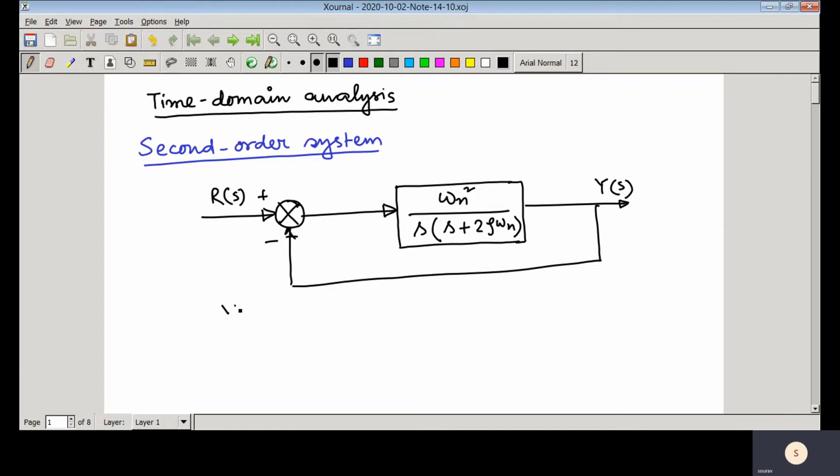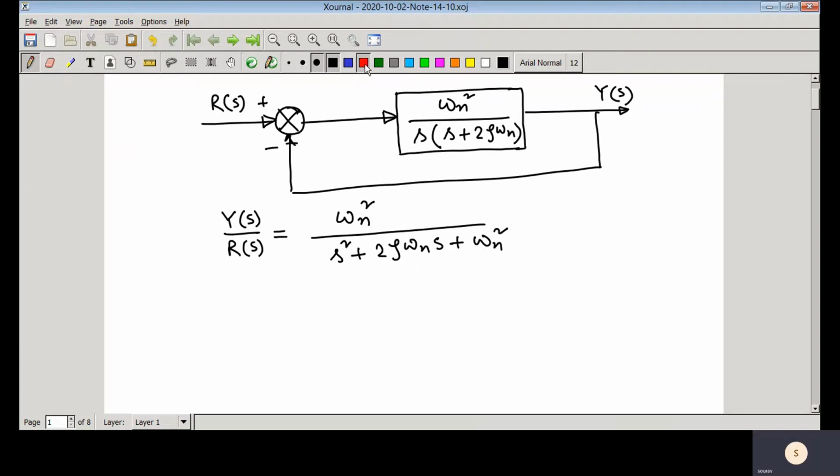Then if we find the transfer function from reference command R(s) to Y(s), we will get a transfer function which is omega n square divided by s square plus twice zeta omega n s plus omega n square. So this is the standard transfer function model of second order system, and here we have introduced two parameters. One is zeta, another one is omega n.